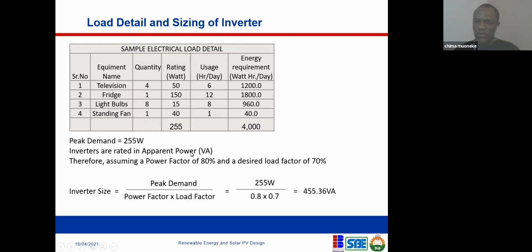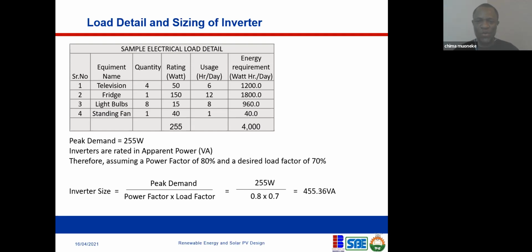So for this load of 255 watts, this is the size of inverter that we need. For this inverter, we want the load factor to be 70%, so you have 30% tolerance level. This inverter can actually take more than 255 watts, based on the load factor that we have used in our calculations. So this is how you size your inverter. It's a basic calculation, and it's simple and straightforward.